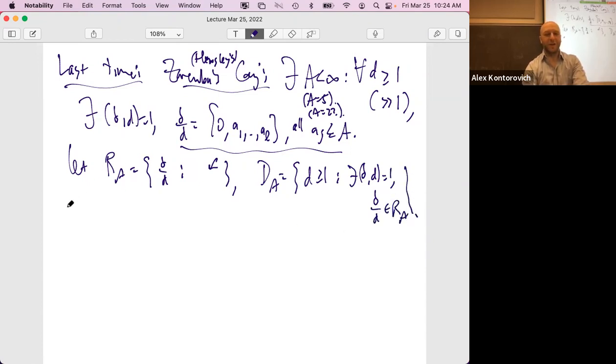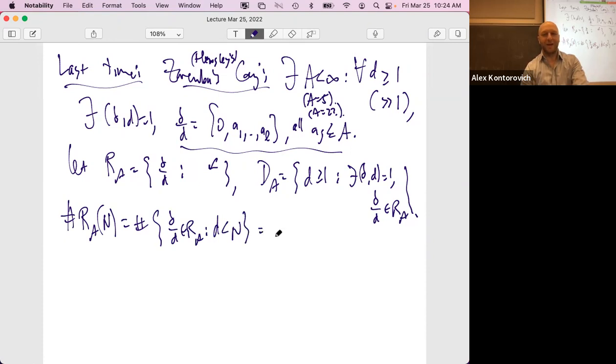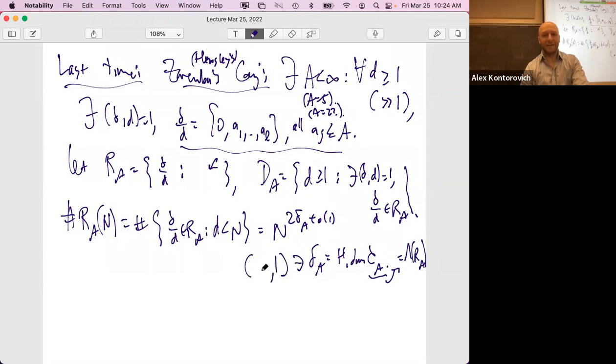And we saw that the number of elements of R_A of n, the number of fractions B over D in R_A with D bounded by n, we discussed would be roughly of exponential order n to the 2 delta. Delta is the Hausdorff dimension of the Cantor set, which is the set of limit points of these R_A. Which is less than 1, yes. So delta is less than 1, and for A equals 2, it's even bigger than a half.